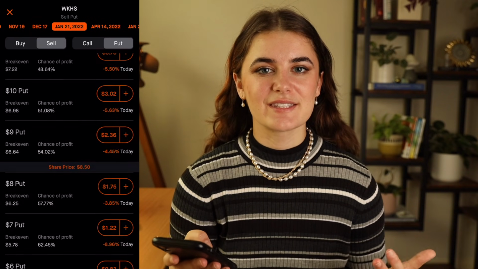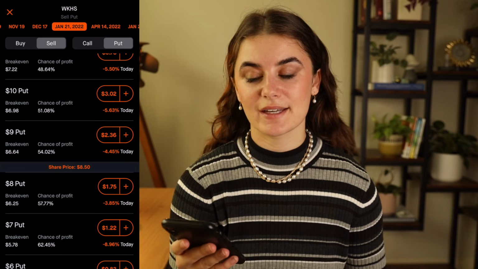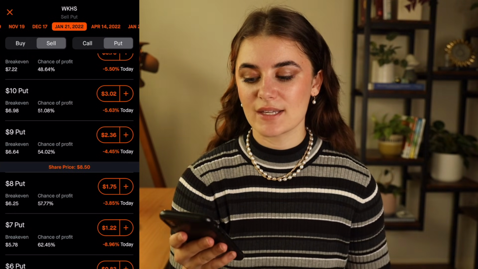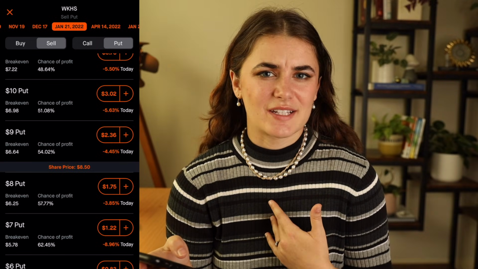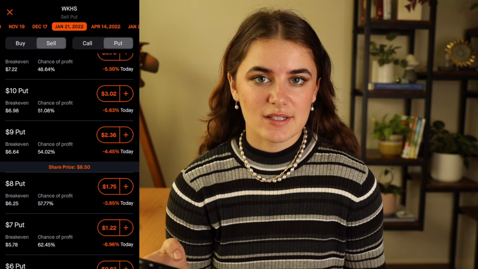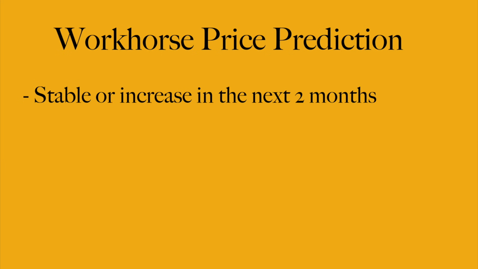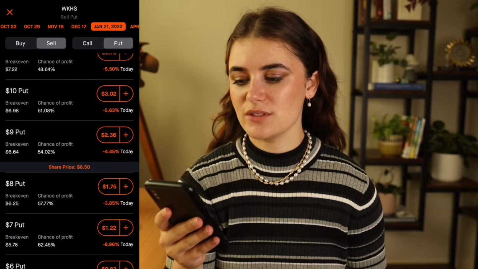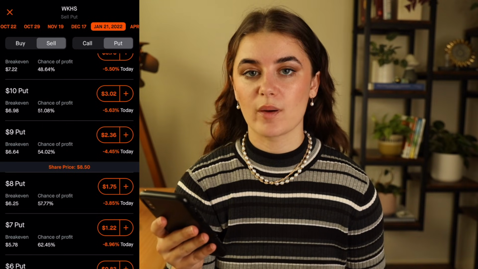And this is because the later the expiration date, the longer the time the buyer of our contract has for the stock to decrease to the price that they need to exercise the put option for a profit, which would be a loss to us as we're the seller of the contract. In this case, let's say based on our analysis that we predict that Workhorse's stock price will stay stable or increase in the next 2 months. So in this case, we can choose the expiration date that is 2 months from today. So I'm going to select November 19th.